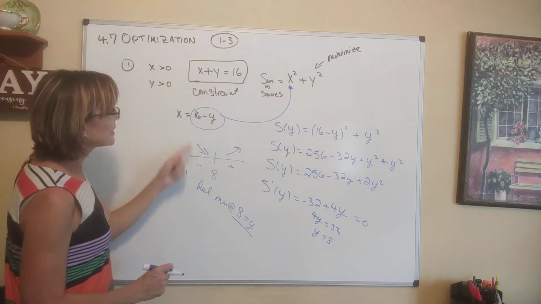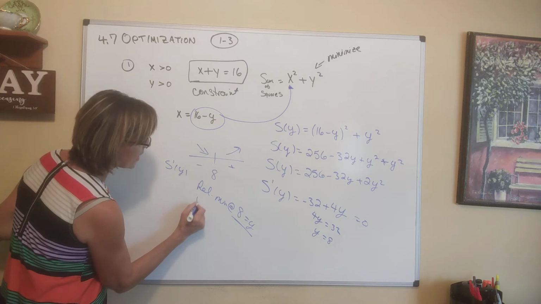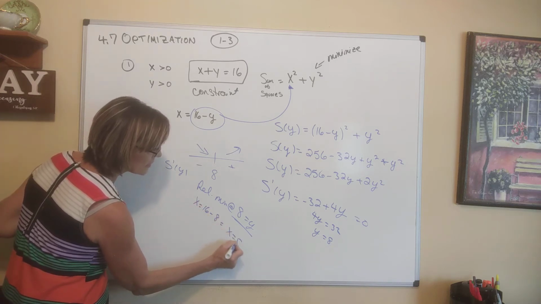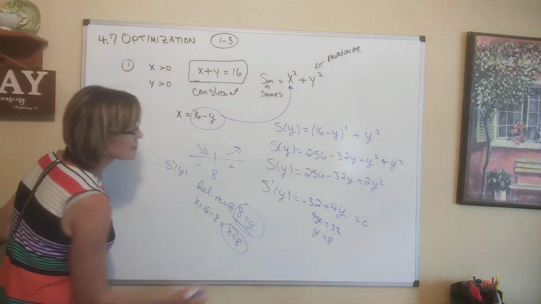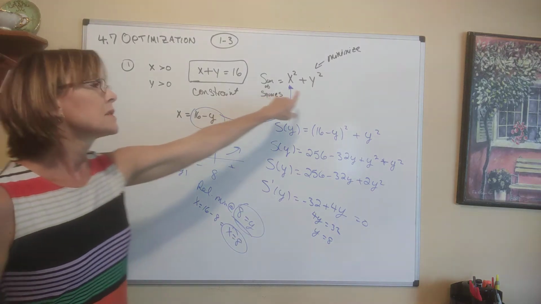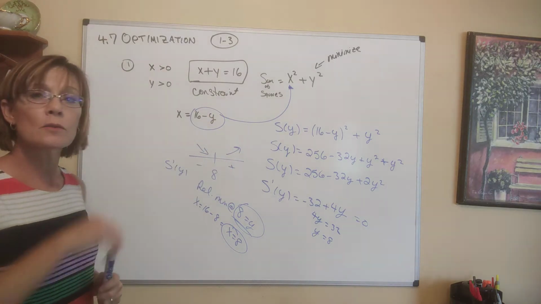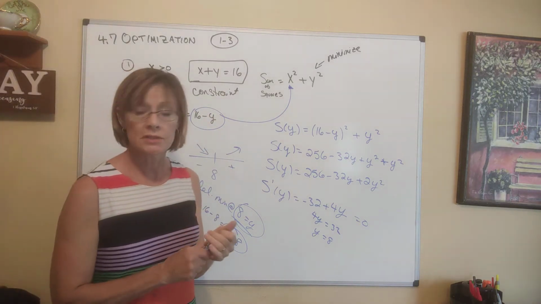So what would x be in that situation? Well, when y is 8, x is 16 minus y, x is 8. When x is 8 and y is 8, the sum of the squares is at its smallest. And so that's the answer to this one. So that was kind of one to warm us up. Now we're going to look at some more practical situations.